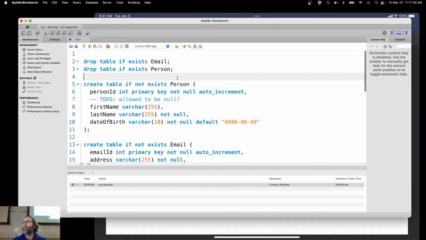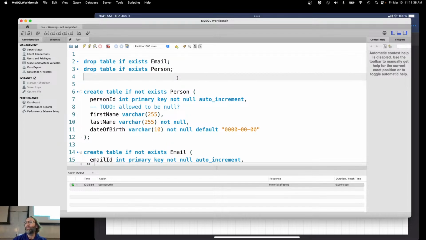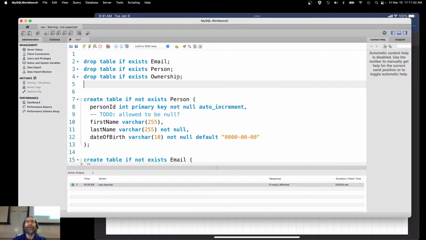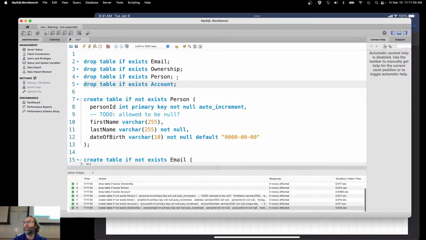So let's come back up here and make sure that we're dropping stuff to make sure that this actually works. Drop table if exists. I need to drop the ownership table before I drop the account table because it refers to both of those. In fact, I need to do that before the person. Right? Drop table if exists ownership, person, and account. There we go. And now let's run this entire script to make sure it's all good. Green as far as I can see.